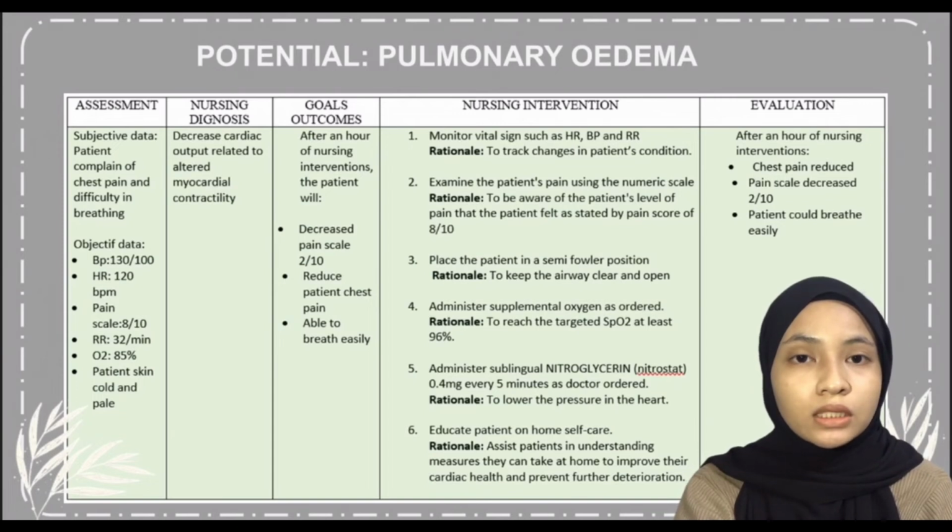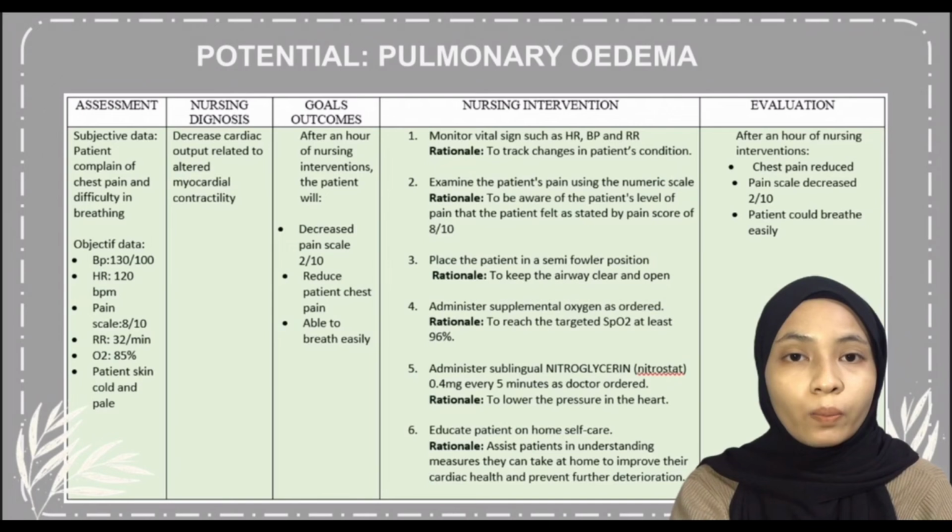Number 5, administer sublingual nitroglycerin, Nitrostat 0.4 mg every 5 minutes as the doctor ordered. Rationale: to lower the pressure in the heart. This increases the amount of blood and oxygen that reach your heart. This also reduces chest pain.